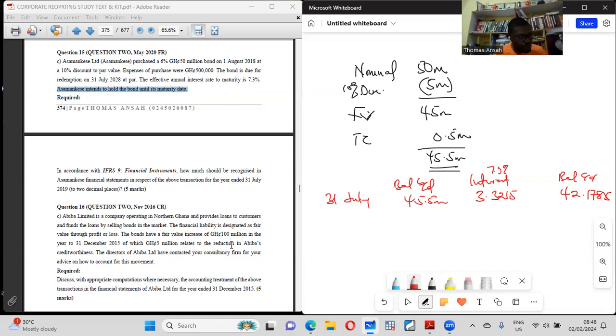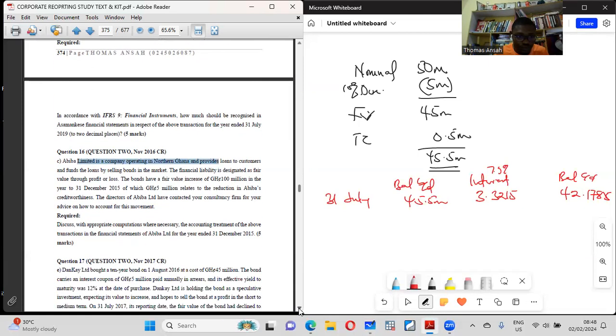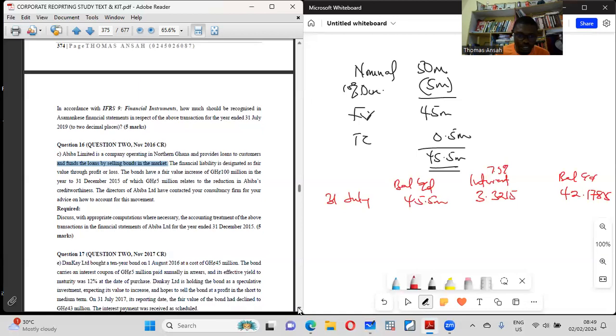Let's look more into corporate reporting question. This one is what they provide loans. So let's see. Is it a financial asset question? Abiba Limited is a company operating in Northern Ghana and provides loans to customers and funds the loans by selling bonds in the market. Okay, so they sell. If you sell, then it means it's a financial liability. So let's not go there. We've not done that yet.